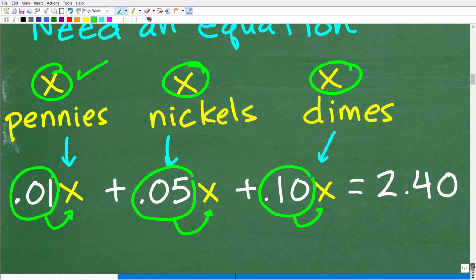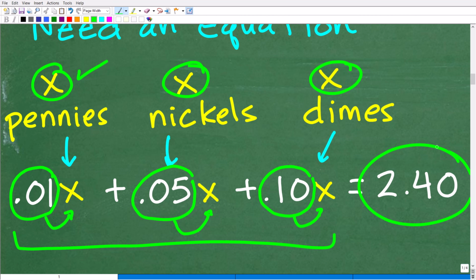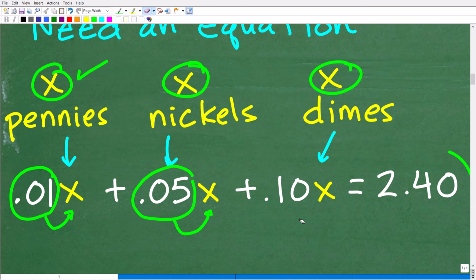Now, this total value right here, we know has to add up to $2.40. So at this point, this really comes down to a nice, lovely, basic algebra equation. And although there are decimals involved here, this is not that complicated. So this is kind of the first phase of setting up a word problem, especially an algebra word problem: you've got to set up a model, establish what a variable is equal to, and then construct an equation. From this point forward, this really comes down to your ability to solve this equation and make sure we answered the question correctly.